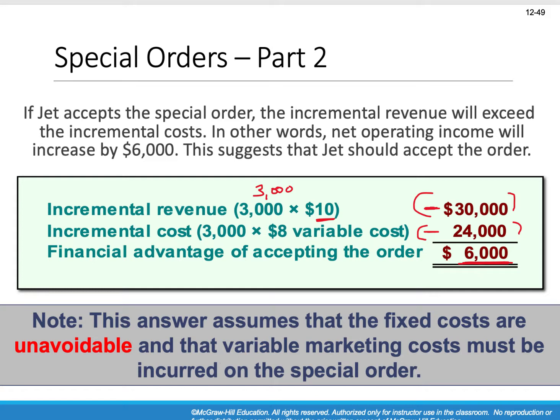So let's look at a quick check here. Actually, no, we're going to skip those quick checks, the reason being that special orders are pretty easy, right? Just what are the incremental costs, what are the incremental revenues?